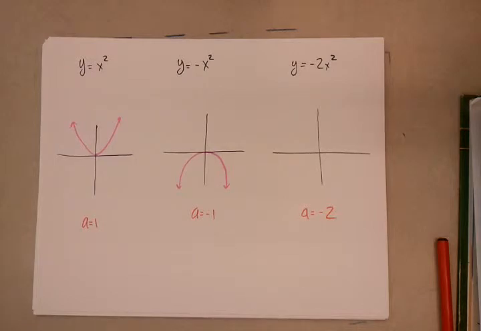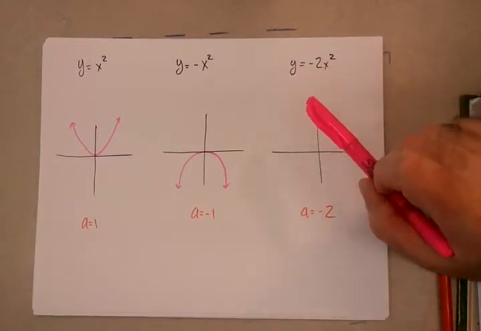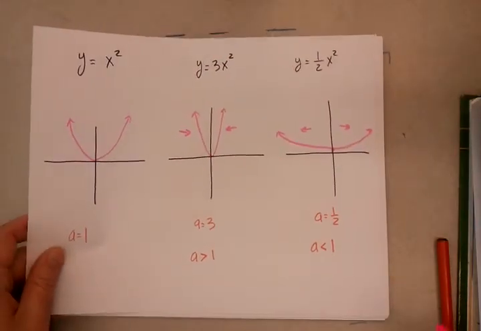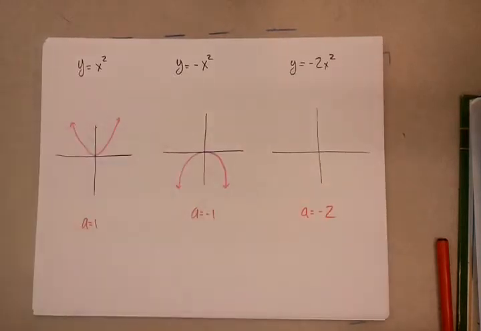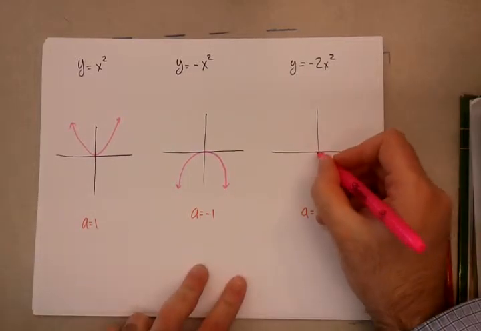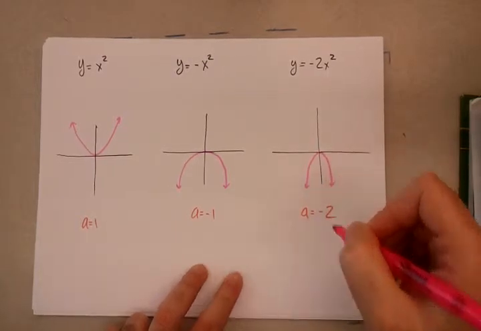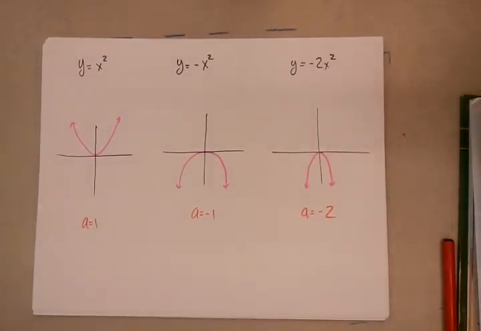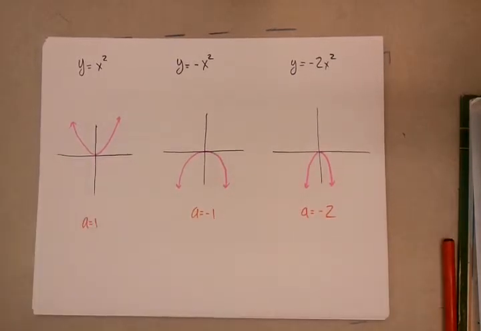First of all, we know it's a negative, so now we know it's going to point downwards. But we also know there's a 2 which is greater than 1, and if you remember from the previous slide, if the number is greater than 1, the parabola will narrow. So here the parabola is going to be narrower than the baseline, and it's going to open in the opposite direction. So compared to our baseline, it's narrower and it opens in the opposite direction.